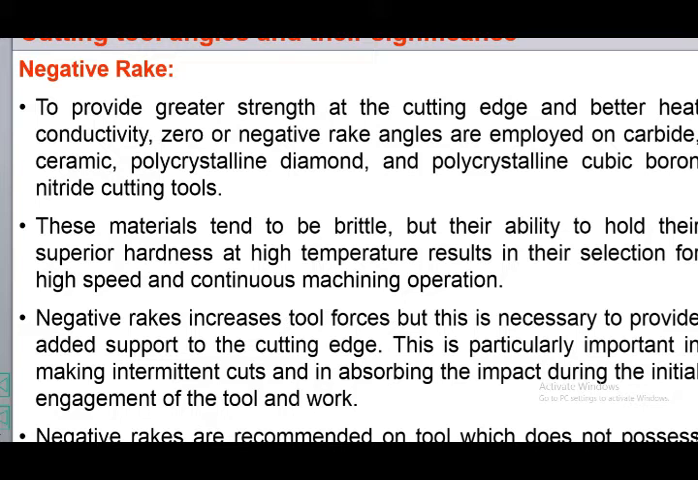Here negative rack increases the tool forces, but this is necessary to provide added support to the cutting edge. This is particularly important in making interrupted cuts and in absorbing the impact during initial engagement of the tool and work.